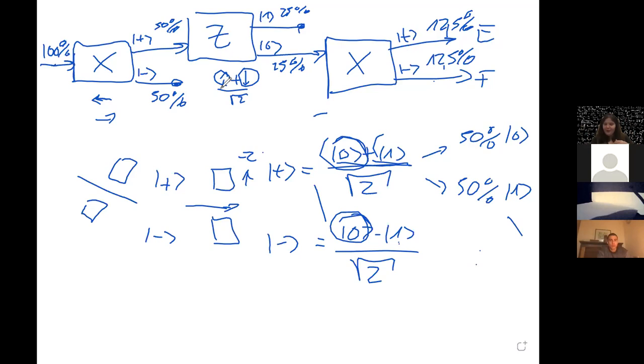Okay, so now I have the spin up and spin down. I know that half of them go into spin up, half of them go into spin down. And now I have to look again in the X basis, and I put my spin down in it. I want to see which one is right and which one is left.